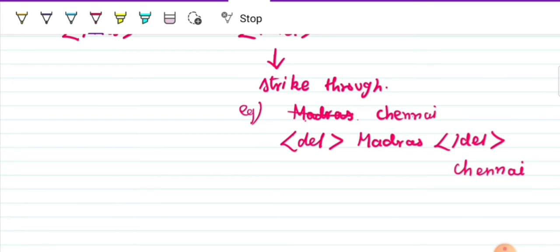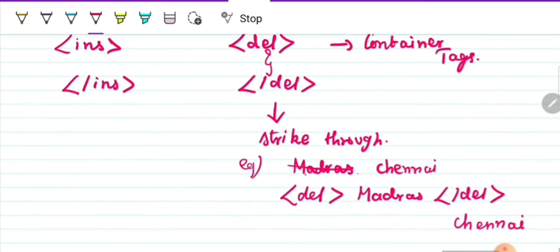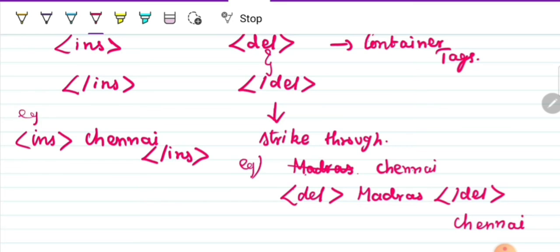Similar is the case for insert. Insert is what? For striking out, and when you are willing to insert a new text, for that you can have an insert tag. So insert, it is Chennai, and you have a closing tag. Yes, like this only you can proceed. This is the case with the insert and delete. Next we can see the next one.